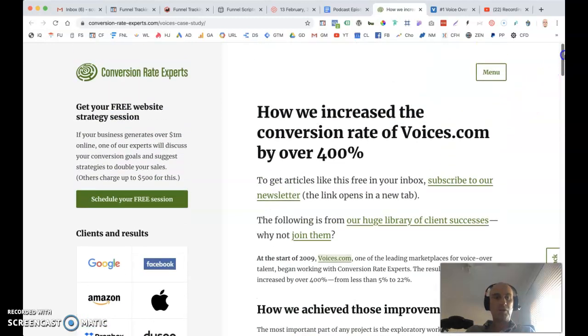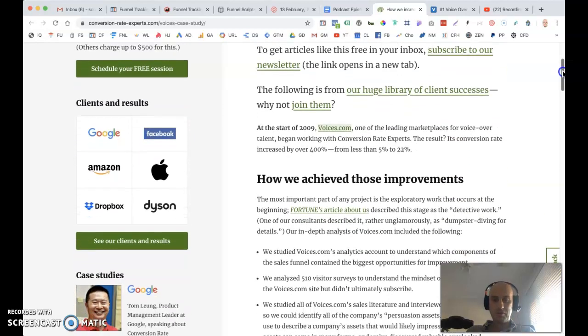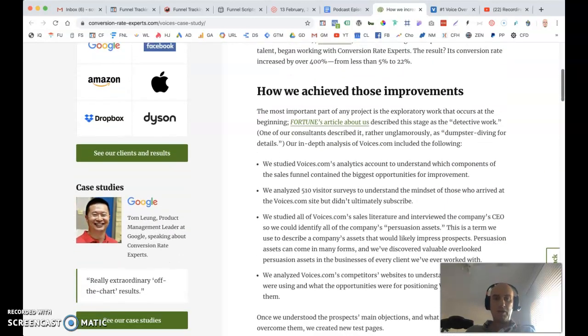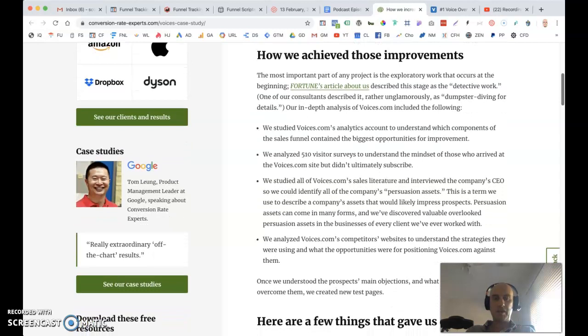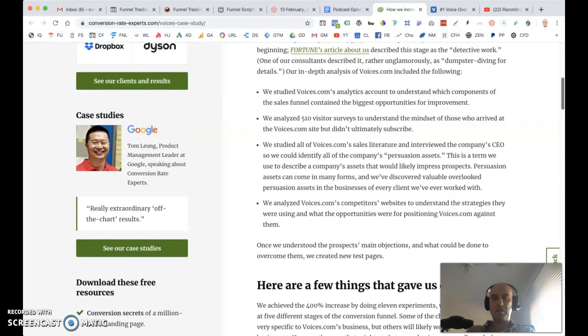So this is a blog post from Conversion Rate Experts, conversion-rate-experts.com. The blog post is called How We Increased the Conversion Rate of Voices.com by over 400%. So in summary, they start off by saying how they achieved these improvements, and basically they studied Voices.com's analytics account so that they could understand where the biggest opportunities for improvement were.